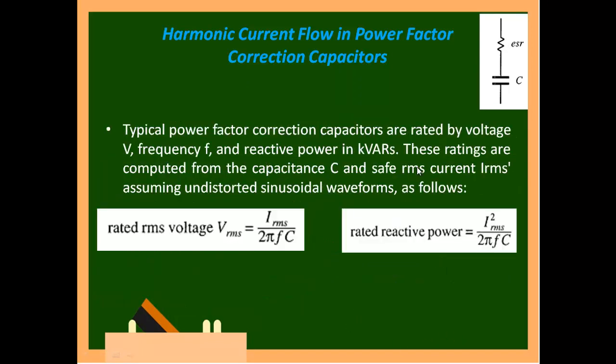Typical power factor correction capacitors are rated by voltage V, frequency F, and reactive power in kVAR. These ratings are computed from the capacitance C and the safe RMS current. Initially we calculate the operating voltage VRMS, IRMS, and the frequency at which you are operating, with 2 pi as a constant. Substitute all the known values and calculate C. Once you have calculated C, you go to the chart, see the nearest greater value which is commercially available, and take that value as C.